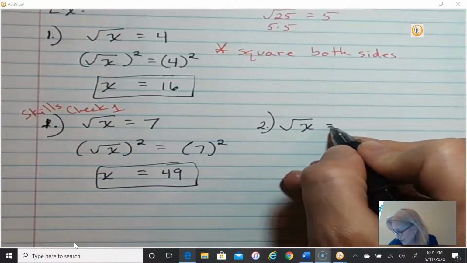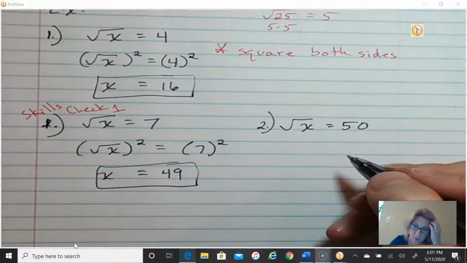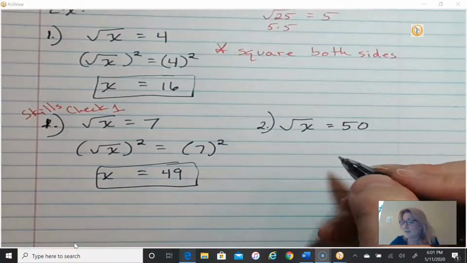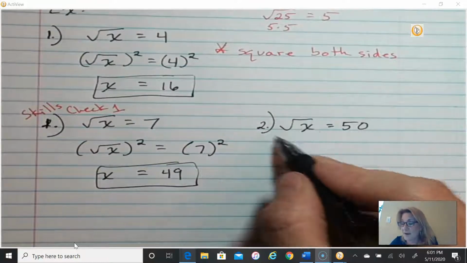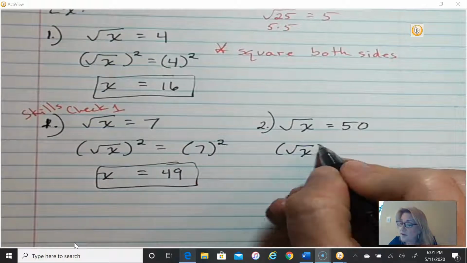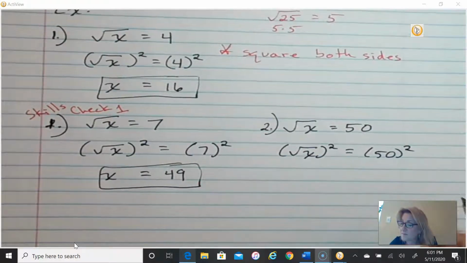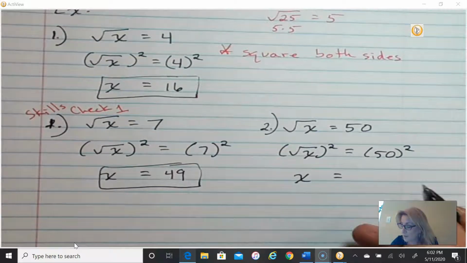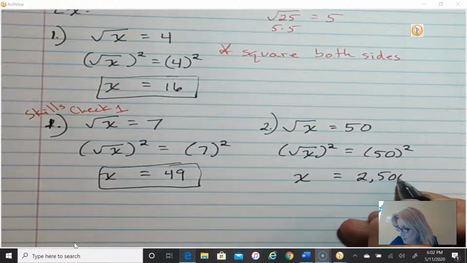Let's do another. Square root of x equals 50. Again, we're isolating the variable. We're looking for what x means. So we have everything on this side and the square on this side. We're going to square both sides, and we're left with x equals 50 times 50, which is 2,500.